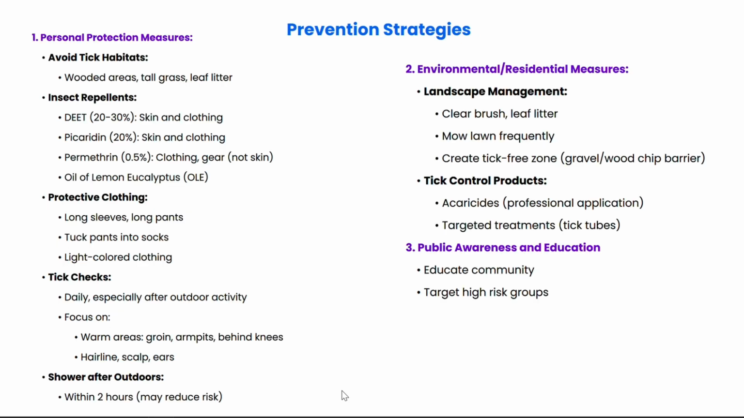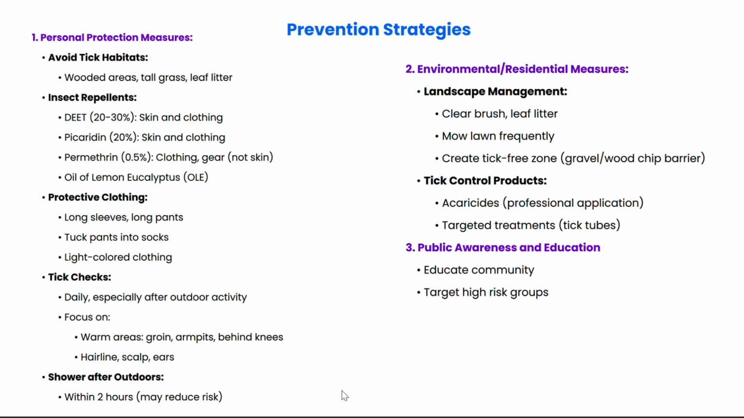So prevention is key when it comes to Lyme disease, and a multi-pronged approach is most effective. There are several personal measures and environmental strategies available that individuals and communities can employ to reduce the risk of tick bites. Let's start with personal protection measures. The first step is to avoid tick habitats whenever possible. This includes wooded areas, tall grass, and leaf litter, which are common habitats for ticks.